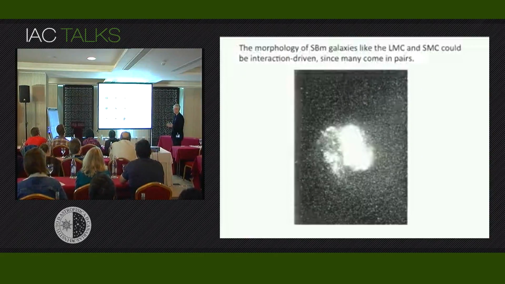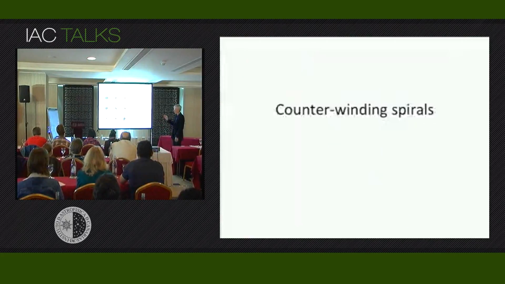Now, the morphology of SBM galaxies, this is the LMC, could be interaction-driven. And what de Vaucouleurs and Freeman noticed in a 1972 article was that these often come in pairs. Now, I haven't looked for the pairing of all the SBMs in the S4G survey, but in some of the most prominent cases, they come in pairs.